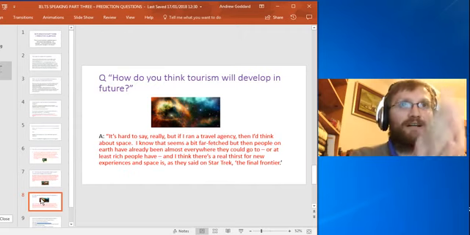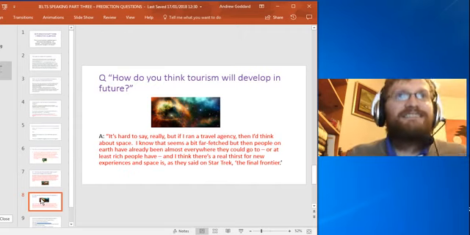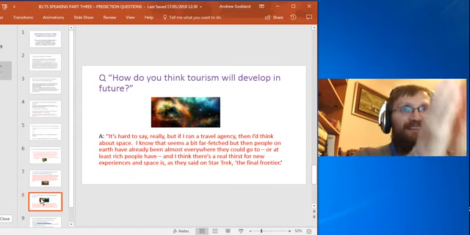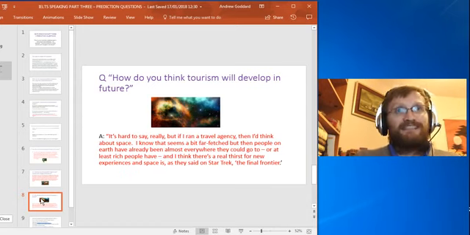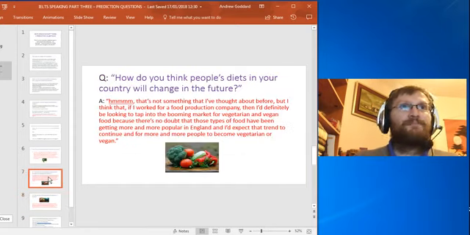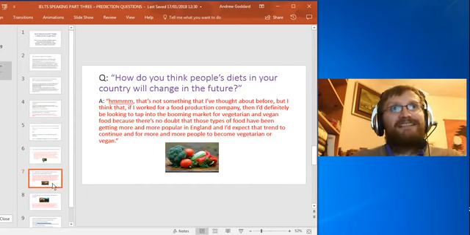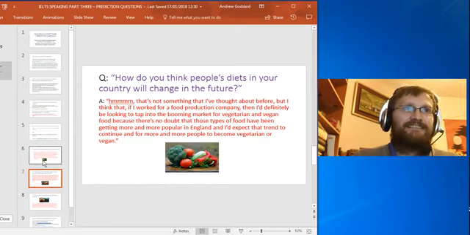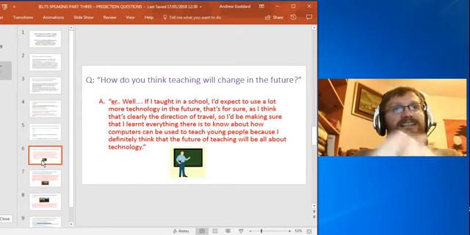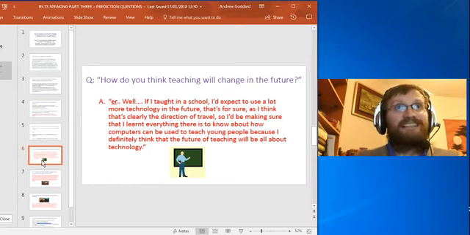So let's look very quickly at how we use the second conditional in all three of these answers. In this one, if I ran a travel agency, then I'd think about space. Second conditional. In this one, if I worked for a food production company, then I'd definitely be looking to tap into the booming market for vegetarian and vegan food, etc. Second conditional. In this one about teaching, if I taught in a school, I'd expect to use a lot more technology in the future. Second conditional.